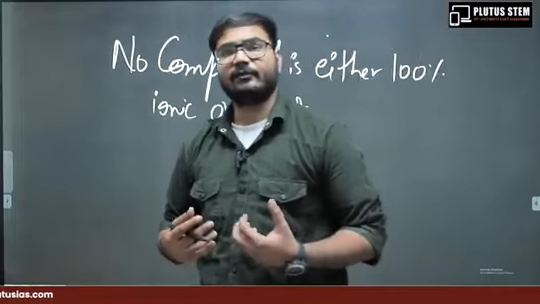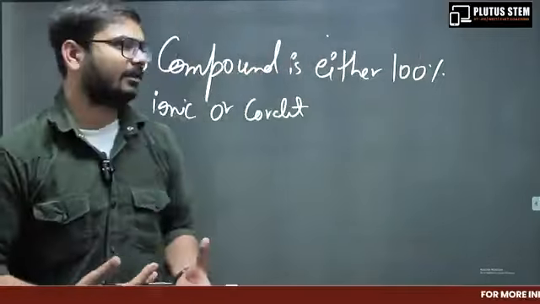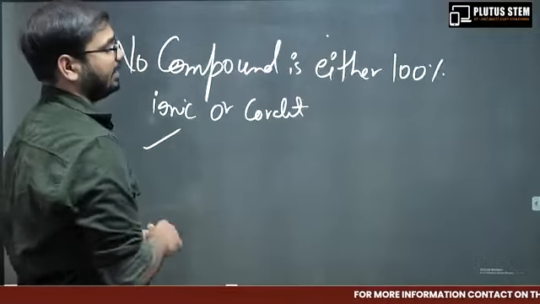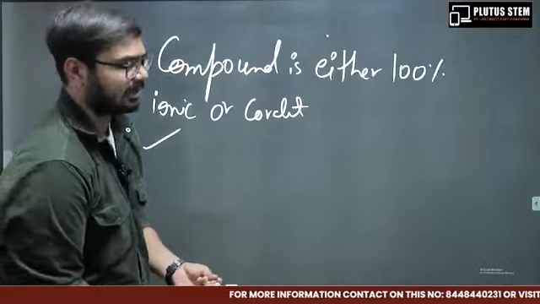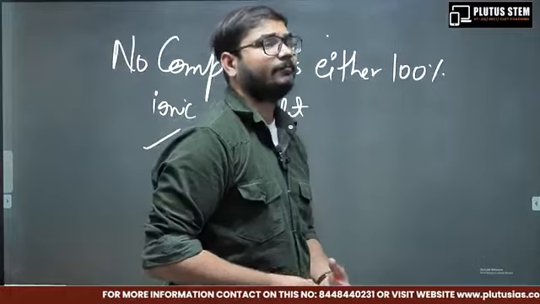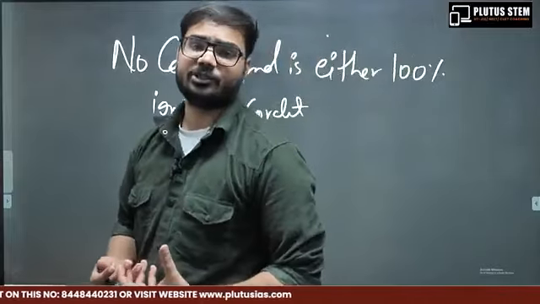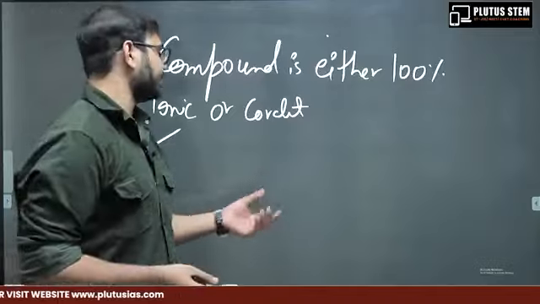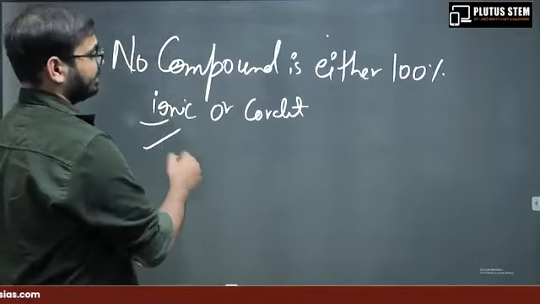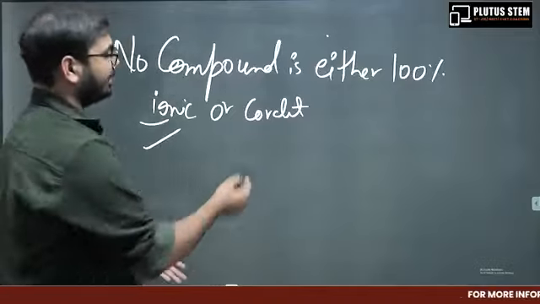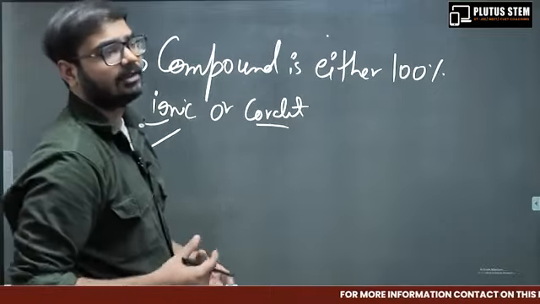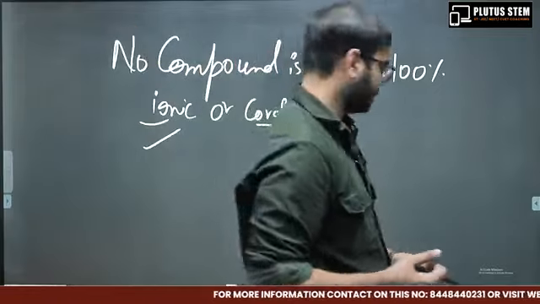So if I talk about ionic compounds, they have a higher percentage of ionic character and a lower percentage of covalent character, while covalent compounds have a lower percentage of ionic character and a higher percentage of covalent character. And let's say at some point the ionic percentage becomes nearly equal to the covalent percentage, you will have a compound having a coordinate bond.